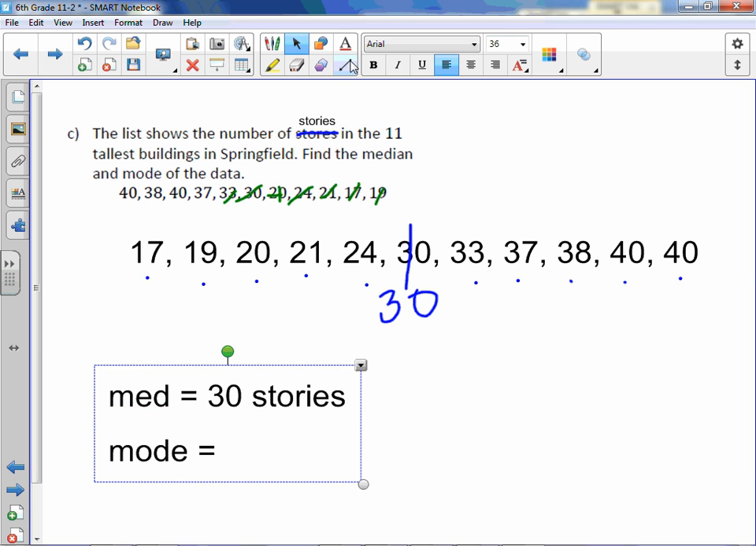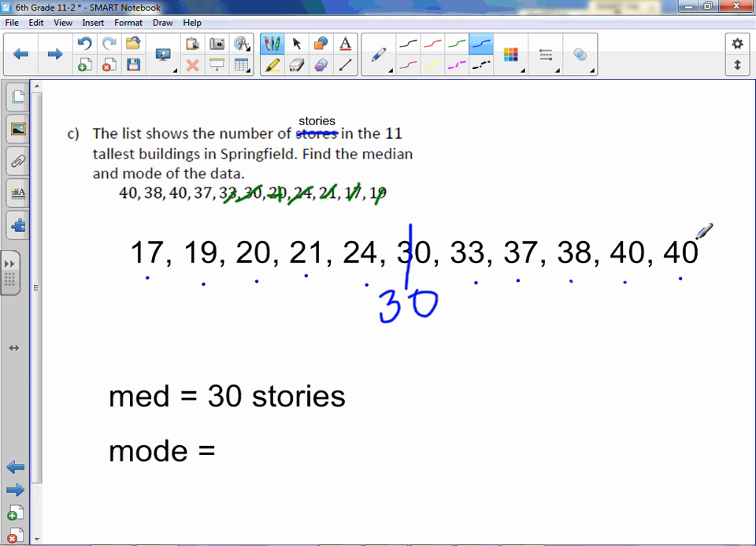The mode is what occurs most often. And in this case, it looks like 40 is the mode.